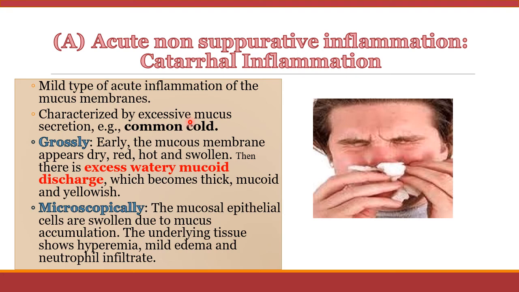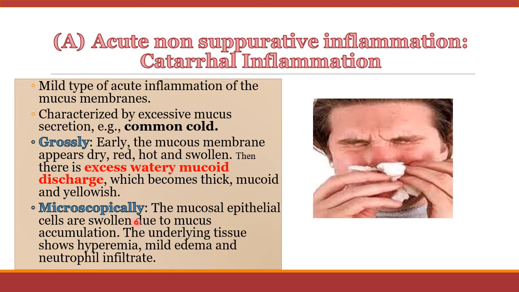This is why it is giving this appearance or this feature. So if we examine the tissues grossly, we will see the mucous membranes being red, hot, swollen. All of these are features of acute inflammation. And then later on, we will see excess mucoid discharge or secretion. And with time, it becomes more thick, and sometimes it becomes yellowish. And I'm sure, again, we are all familiar with that in cases of common cold that we have all seen.